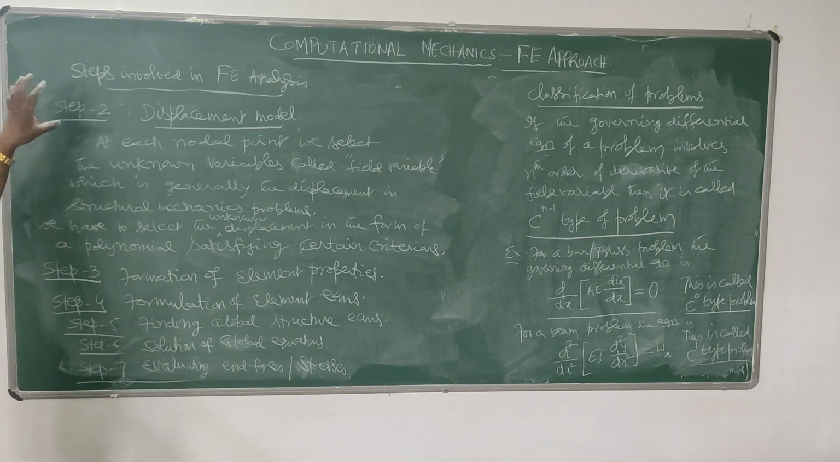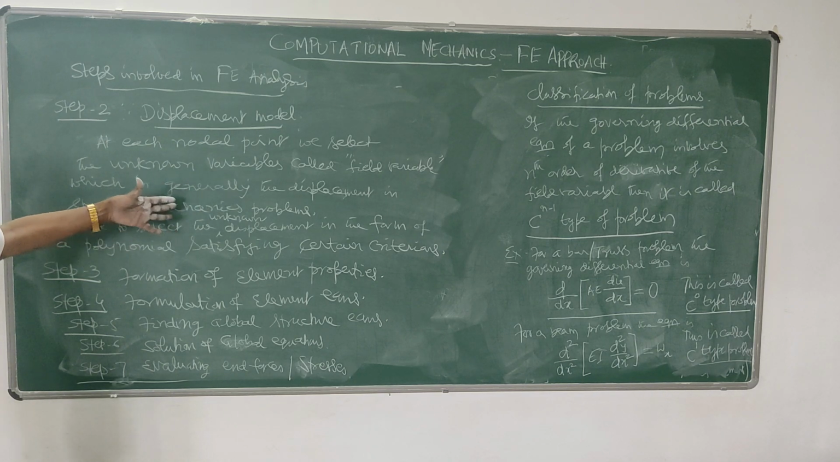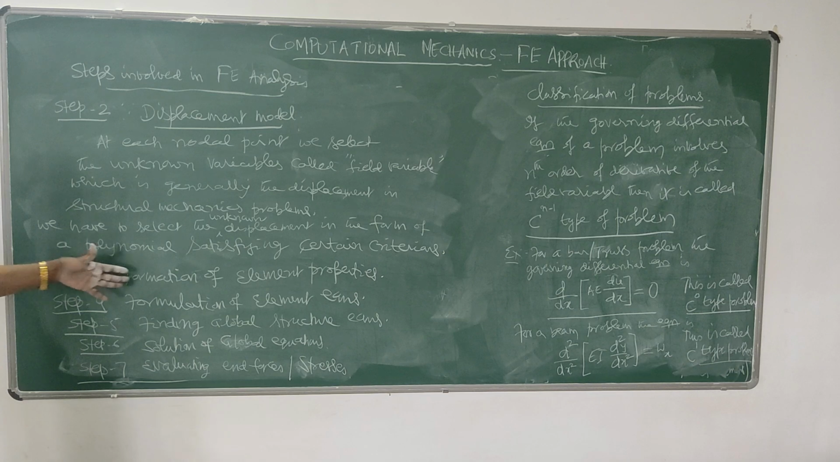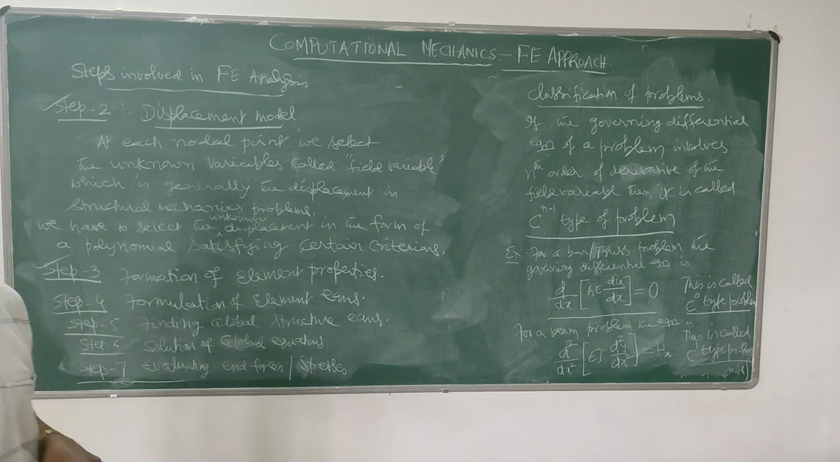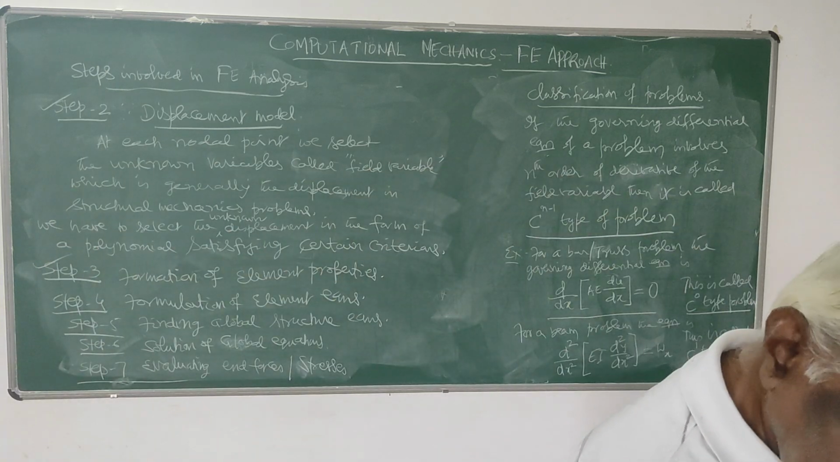In the next class, I will explain how to select a displacement, that is using polynomial, as I have already told, then how to get element property. So these two, if I explain, of course that completes your entire finite element approach. There is nothing much here. So these two I will explain in another class. So I will close it.